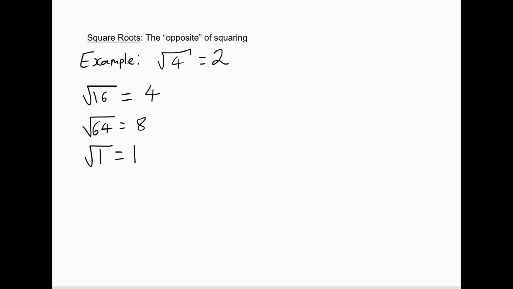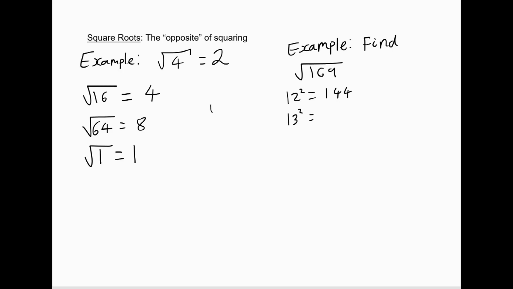So you might have a question like this. Find the square root of 169. To do this, we need to remember that 12 squared is 144, so that means the answer should be somewhere near 12. If we try 13 squared by doing 13 times 13, we should notice that we have 169. So that means that the square root of 169 is 13, since 13 squared is 169.